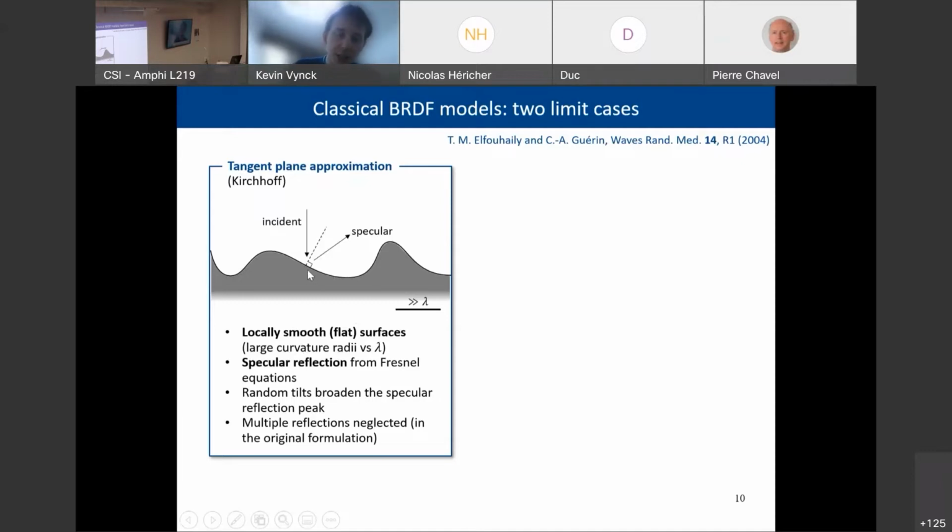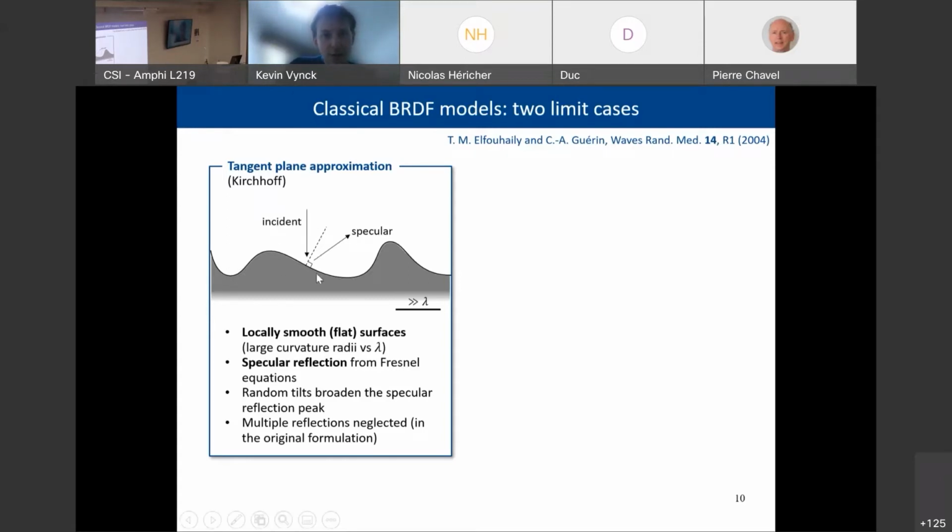In this case, you can imagine that light is really like a ray. You can still have the phase in this way, but it's like a ray that arrives on the surface and will be specularly reflected by the surface. The reflection coefficient of this light will be given by the Fresnel equations. This is just the equation that describes the reflection and the refraction at an interface.